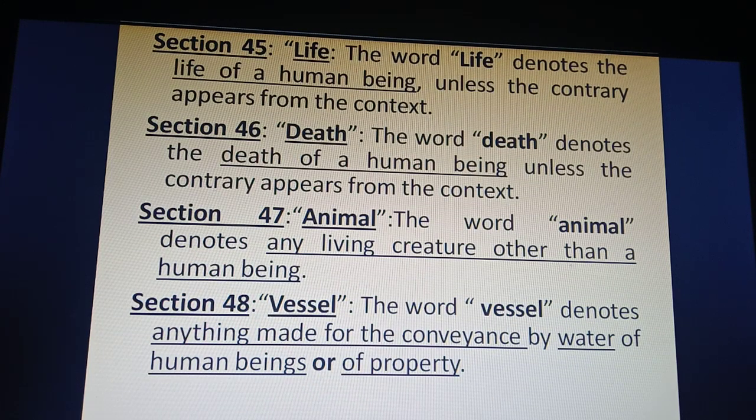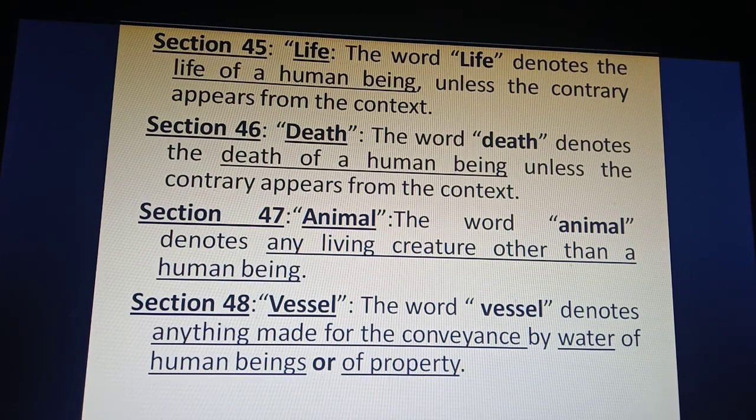Okay, now we will discuss the definition of life. Section 45 describes life: the word life denotes the life of a human being. So it has reference to the life of a human being. It does not relate to the life of any animal. But if there is a contrary intention from the context, the life will be construed according to that intention. But normally in section 45, it has been described that the word life denotes the life of a human being unless the contrary intention appears from the context.